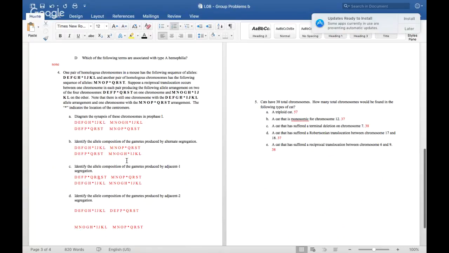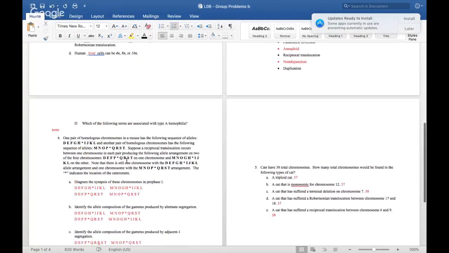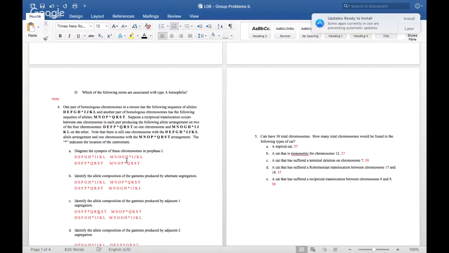And then we'll go on to 5, which states cats have 38 total chromosomes. How many total chromosomes would be found in the following types of cat? So A says triploid cat, which triploid is 3N. In this case, there's 38 total chromosomes, so you'll divide 38 by 2, so you get both sets of your chromosomes, which comes out to be 19. So your equation will be 3N, so it'll be 3 times 19, which comes out to be 57.